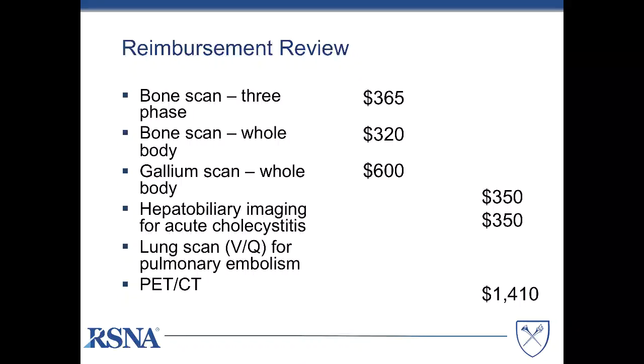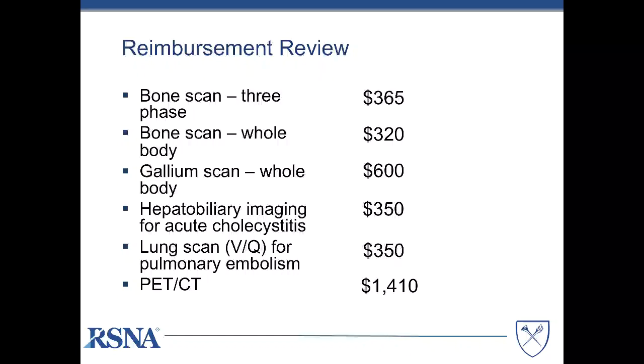The reimbursement amount for hepatobiliary imaging for acute cholecystitis. How about $350? And what about the VQ lung scan for pulmonary embolism? Reimbursement should be about $350. So that leaves one, yes, the PET-CT, which has the largest reimbursement. Approximately $1,410. Thanks for playing.